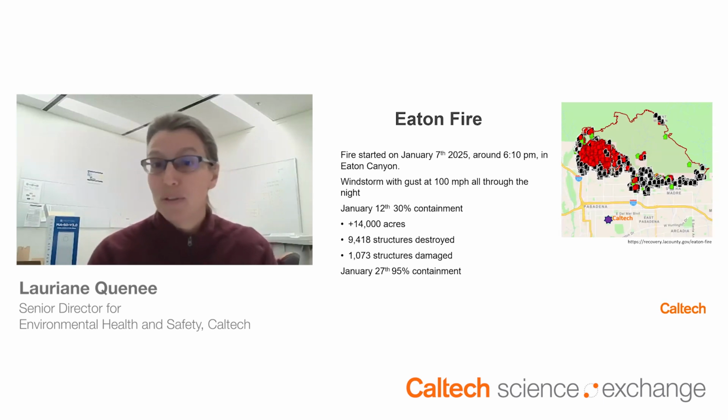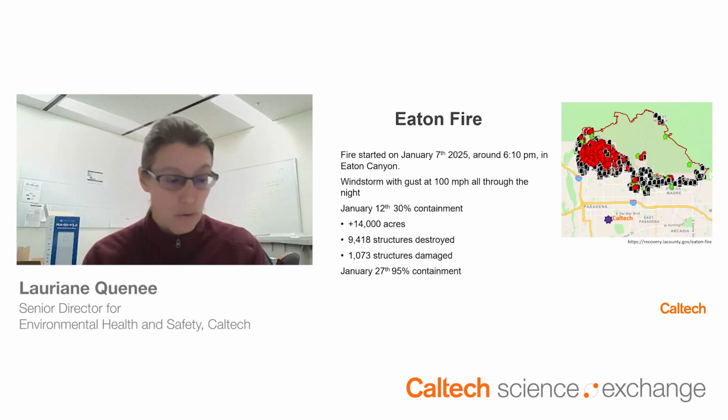Good afternoon, everyone, and thank you for joining us. I am absolutely honored to be here and to get us started. So the Eaton fire started on January 7th. It raged for several days through the Los Angeles National Forest and through the city of Altadena. It resulted in more than 14,000 acres of burning and damaged or destroyed more than 10,000 structures.